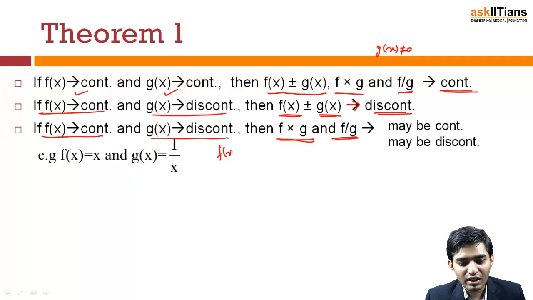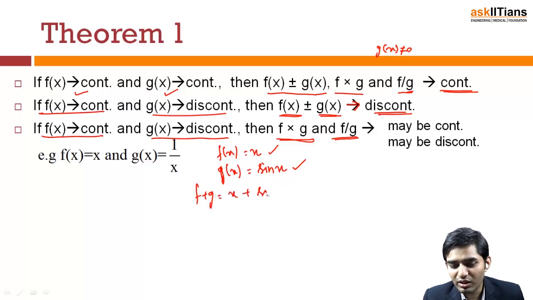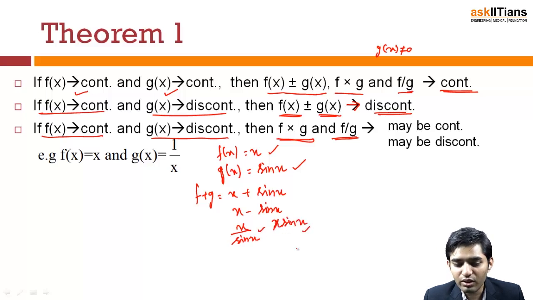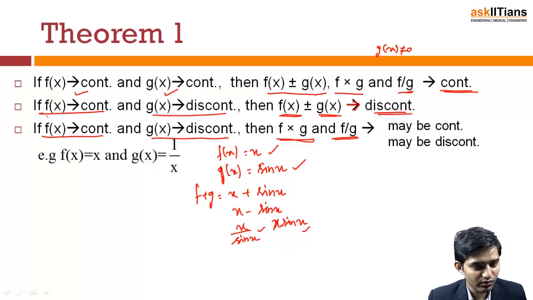Suppose I take f(x) equal to x, which is a continuous function, y equal to x, and I take g(x) equal to sin x, which is also a continuous function for all real x. So g(x) is also continuous. If I talk about x plus sin x, which is f plus g, it will also be continuous, x minus sin x will also be continuous, x divided by sin x will also be continuous, and x into sin x will also be continuous. All these functions will be continuous. Addition, subtraction, division, multiplication of two continuous functions is always a continuous function. Remember this first law.